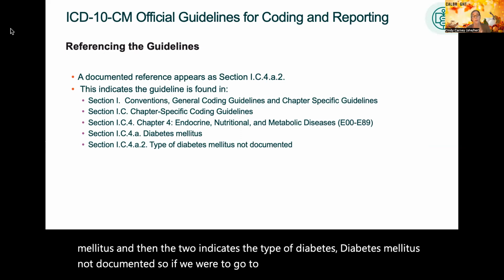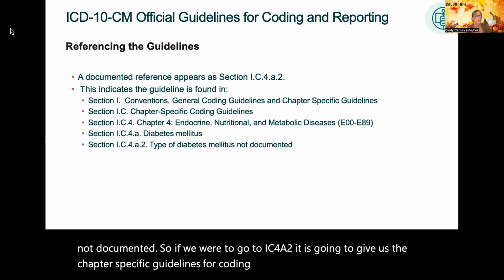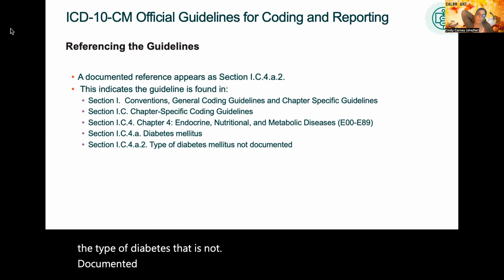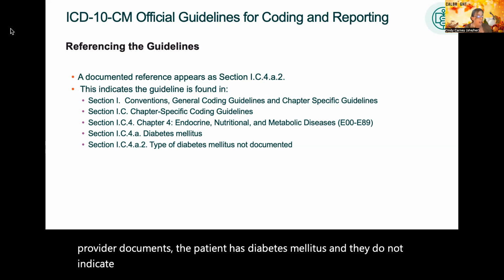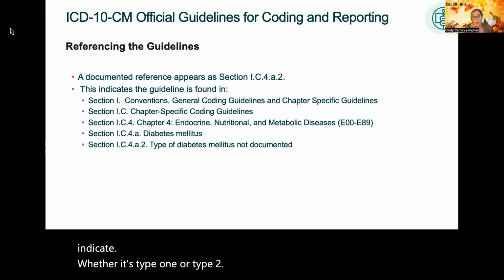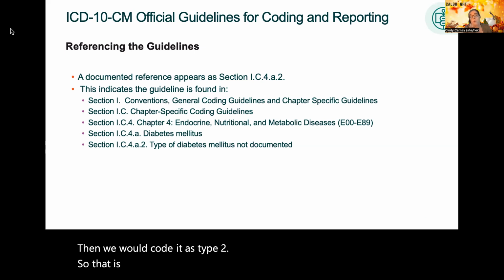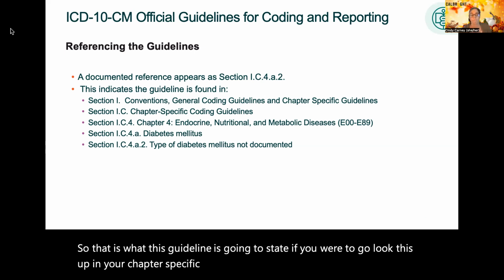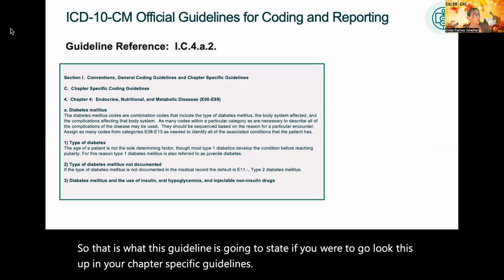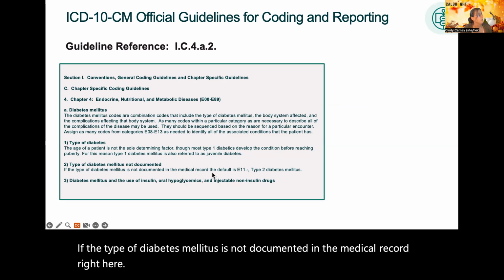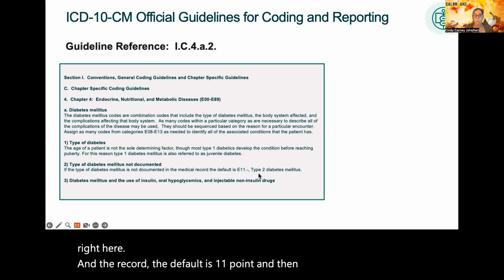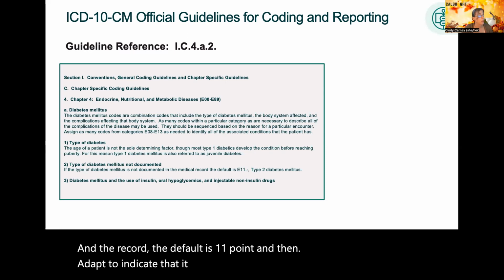If we were to go to IC4A2, it is going to give us the chapter-specific guidelines for coding diabetes where the type is not documented. So if the provider documents the patient has diabetes mellitus, and they do not indicate whether it's type 1 or type 2, then we would code it as type 2. That is what this guideline is going to state if you were to look this up in your chapter-specific guidelines. And here it is right here. If the type of diabetes mellitus is not documented in the medical record, the default is E11 point, and then a dash to indicate the requirement of additional characters, type 2 diabetes mellitus.